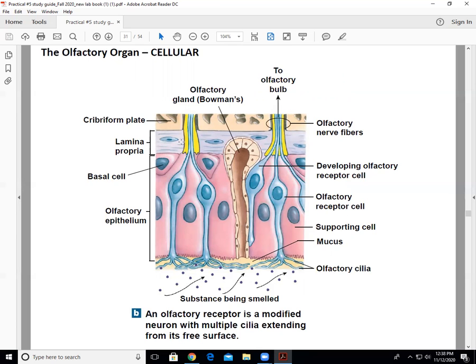Layer between the olfactory epithelium, connecting it to the cribriform plate is your lamina propria. Okay, and then this gland here is an olfactory gland, Bowman's gland.